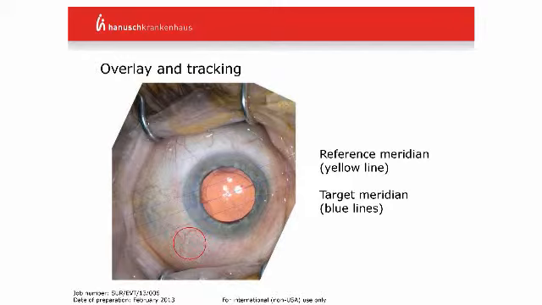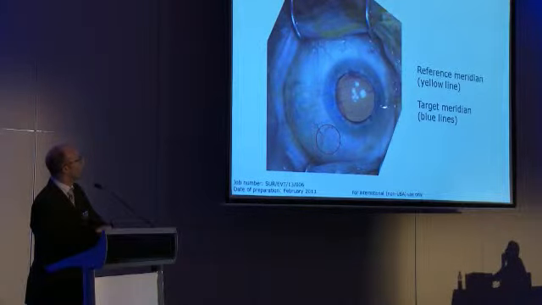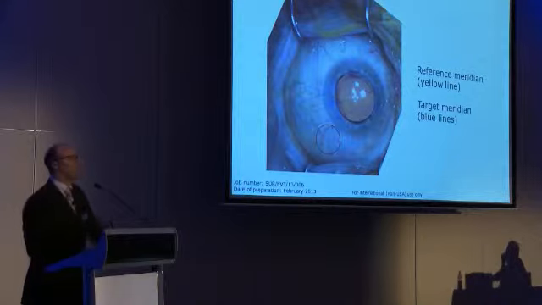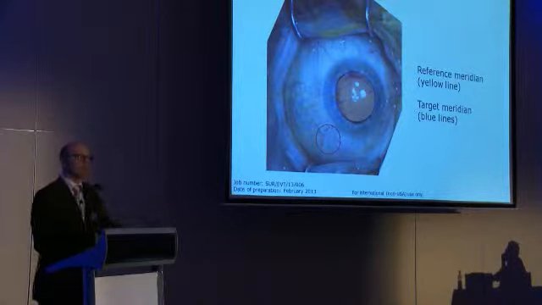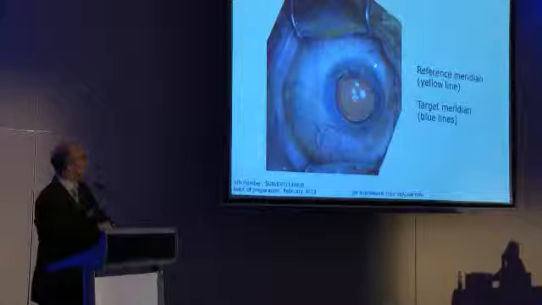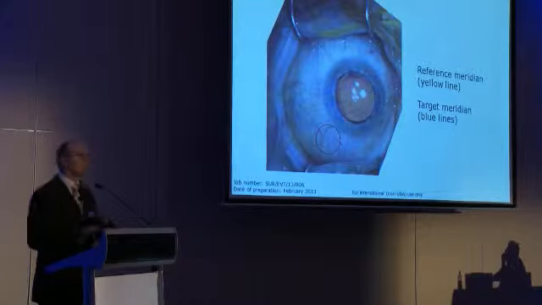Next slide. And then this is the kind of image you see as a surgeon. You see the horizontal line, and you see the superimposition of, in this case, the meridian, which we're aiming for, which you obviously have to enter into the system. And then you can align and there's a tracking system.